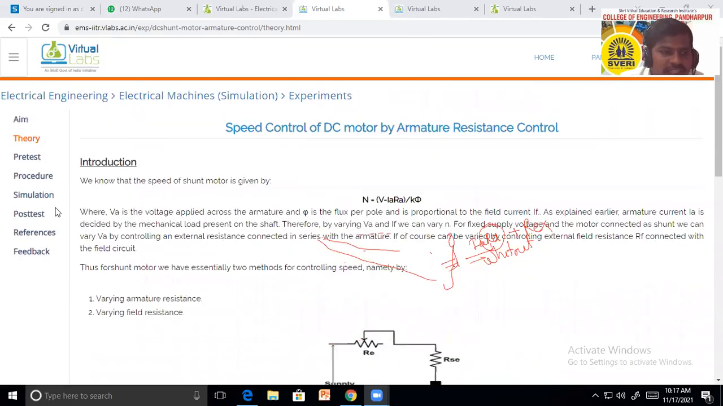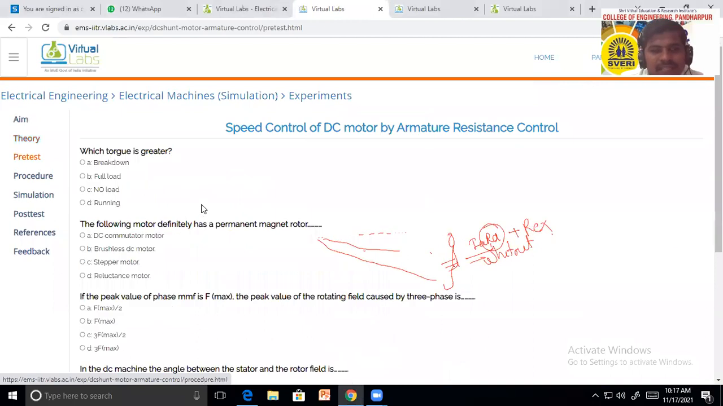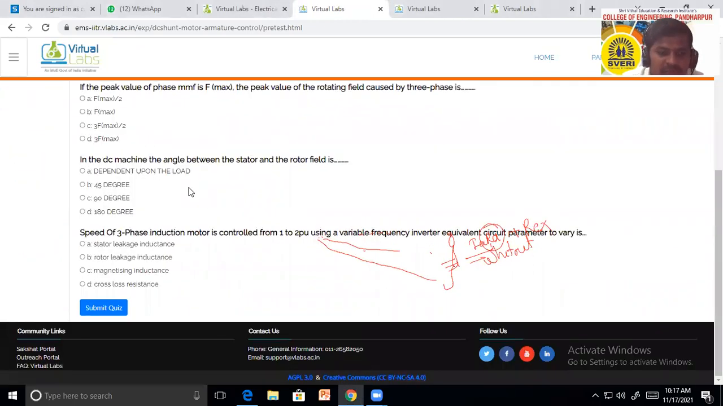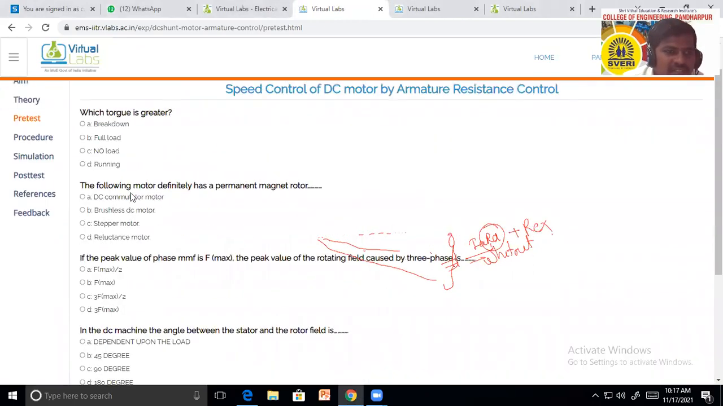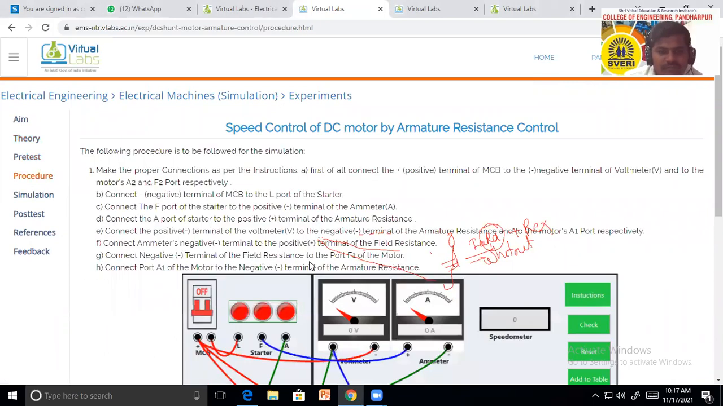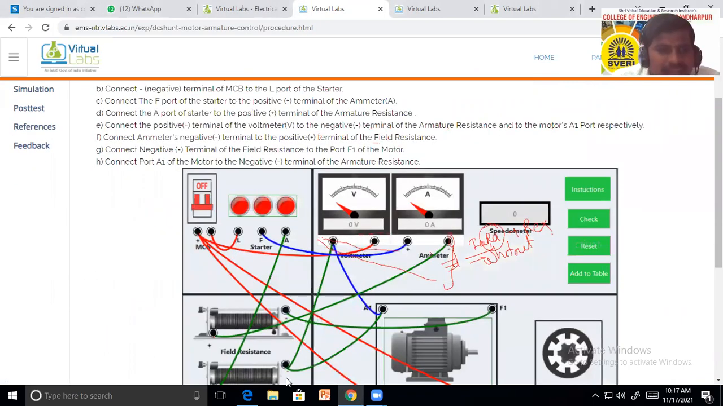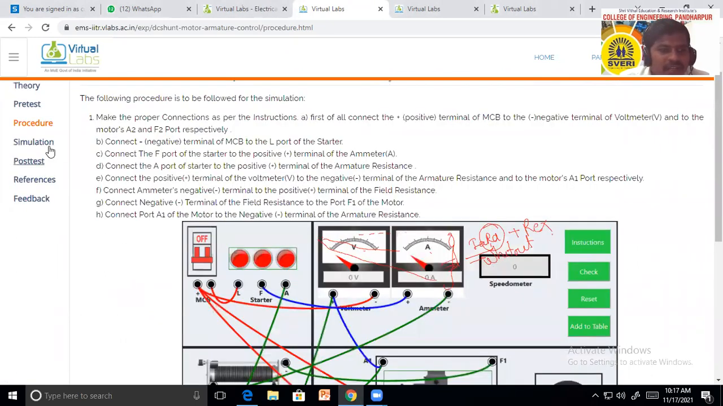Now this is the theory related to that. Again there is a pre-test, the same question is there, you people solve this question. Now the procedure. Again here the procedure is there. I am not explaining the procedure in detail, I will do the procedure directly here.